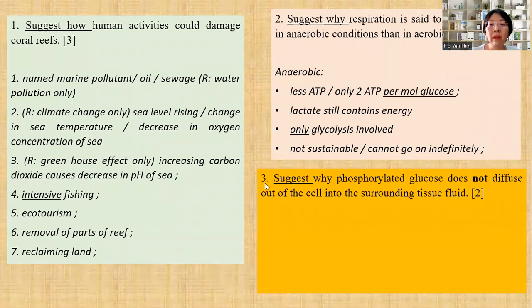Number 3: suggest why phosphorylated glucose does not diffuse out of the cell into the surrounding tissue fluid. This question requires AS knowledge to answer, right?